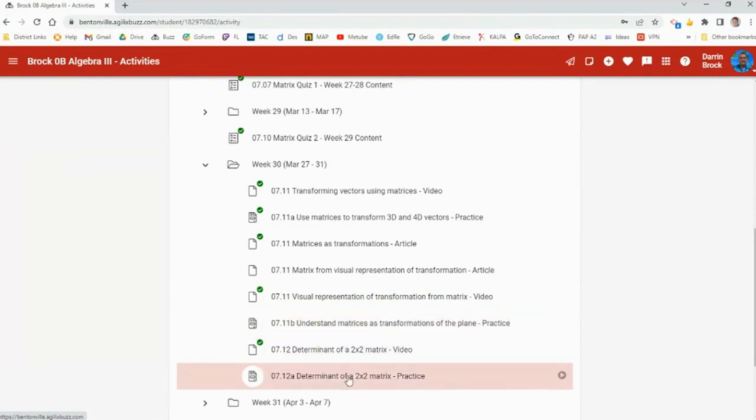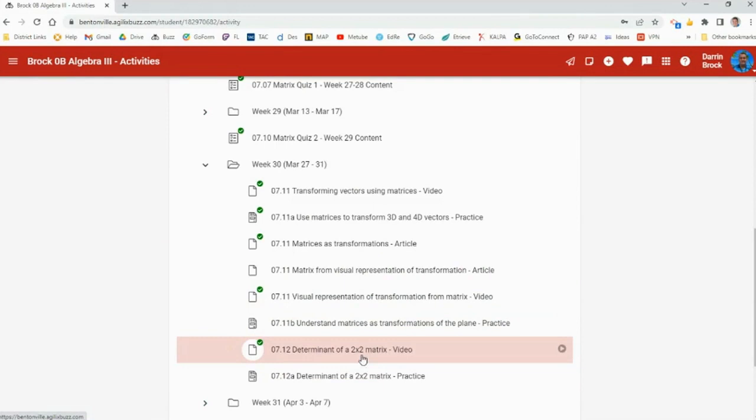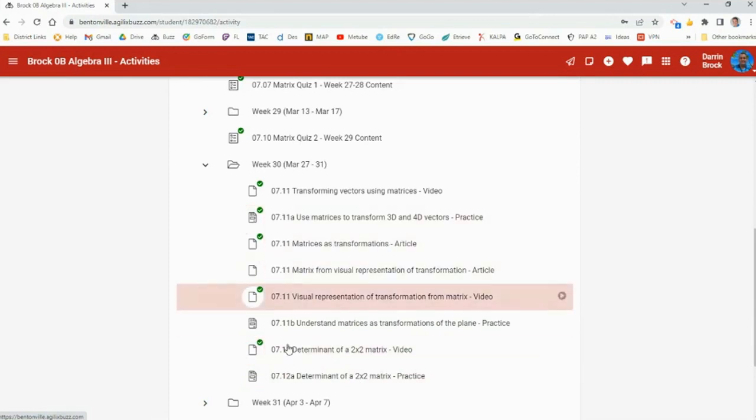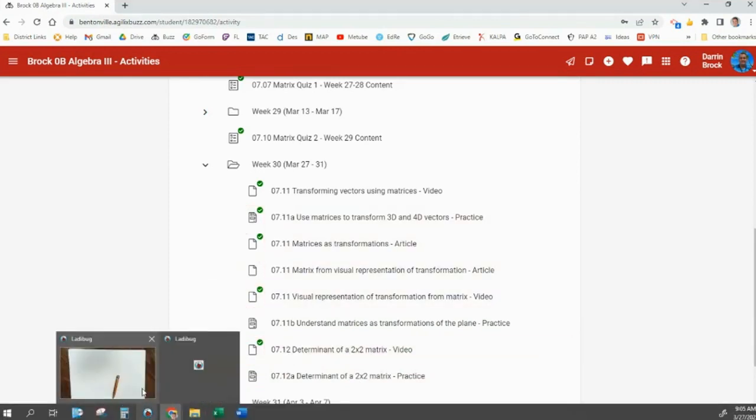And then the last thing it covers is the determinants. Determinant of a 2x2 matrix. There's a video and a practice assignment. So that's what we have this week. I want to show you the determinant thing. It's really pretty simple.